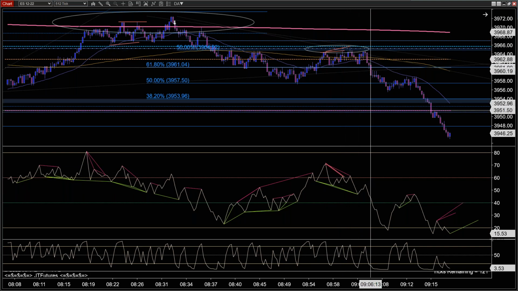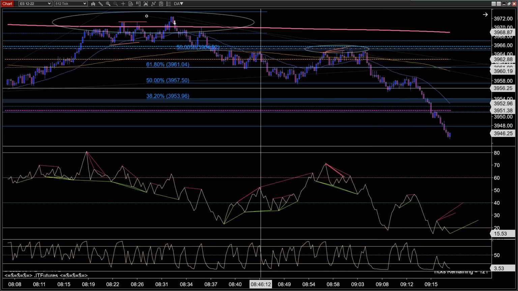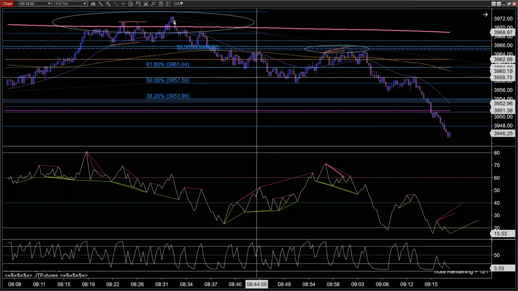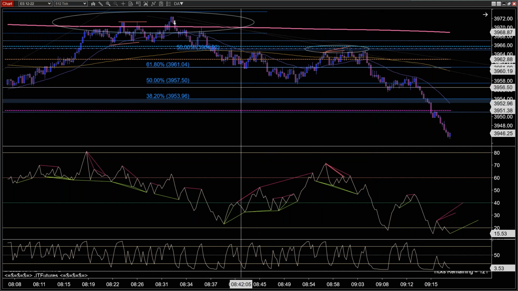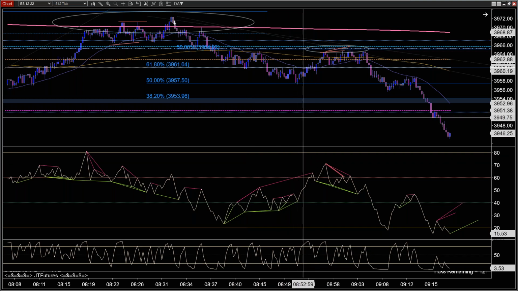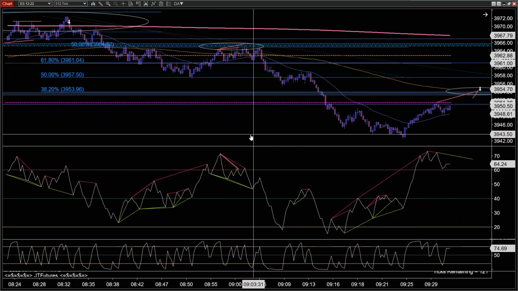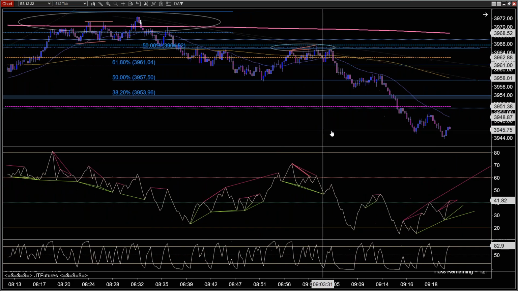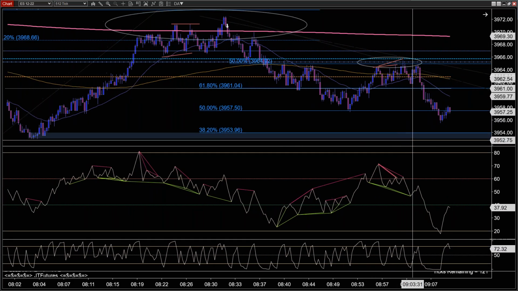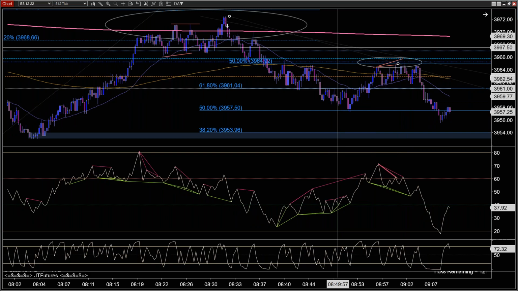And then if I could clean this up, let's see if I can get rid of some of these lines. Maybe I'll get rid of that. And bear with me here. I don't think I'm going to be able to, is that it?